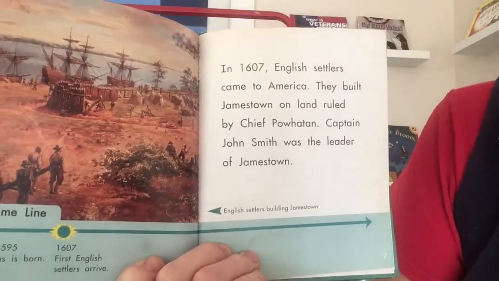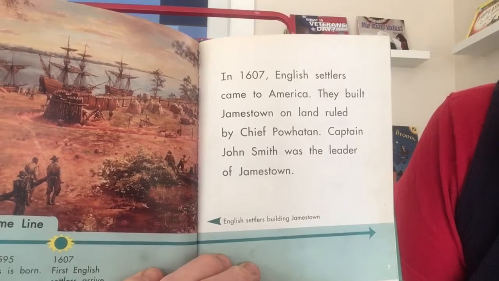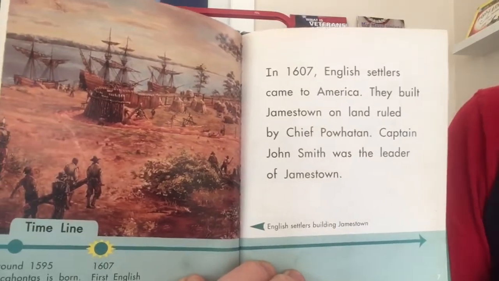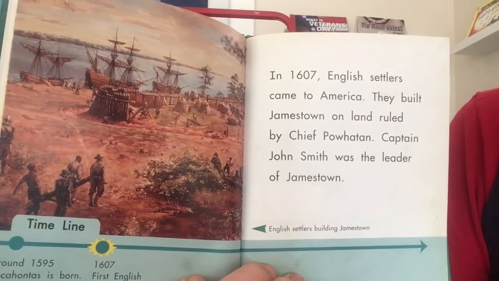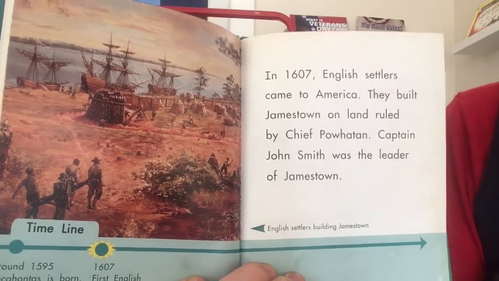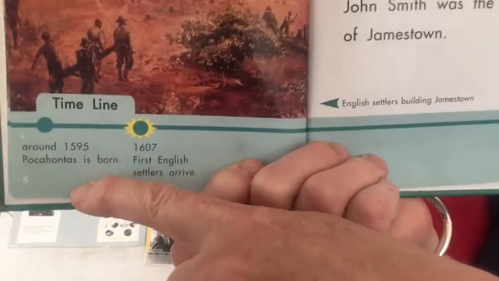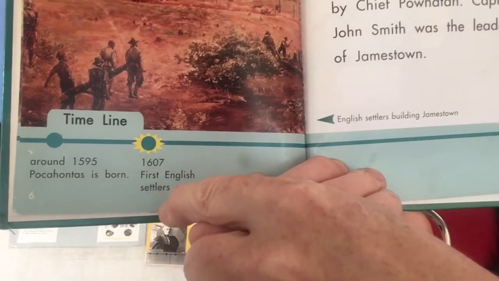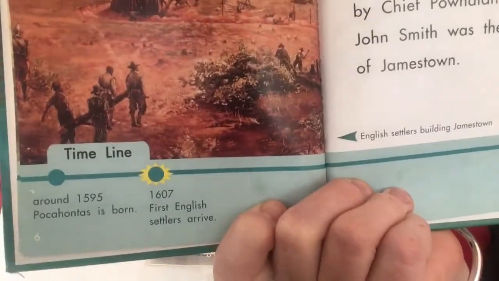In 1607, English settlers came to America. They built Jamestown on land ruled by Chief Powhatan. Captain John Smith was the leader of Jamestown. Here's English settlers building Jamestown. And on the timeline, it has around 1595, Pocahontas is born. 1607, first English settlers arrive.